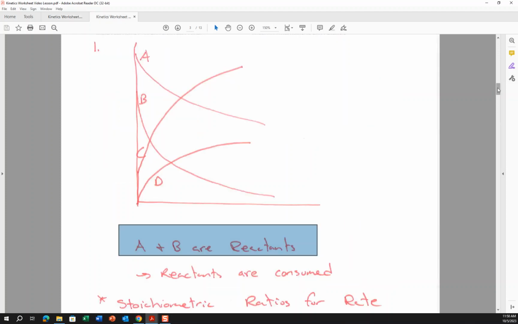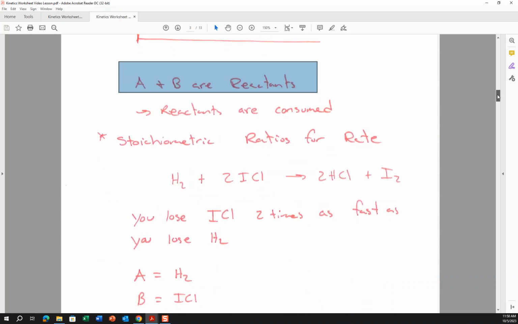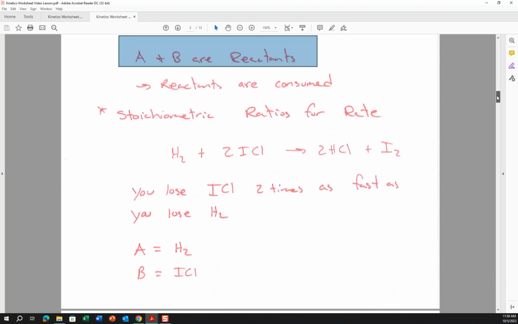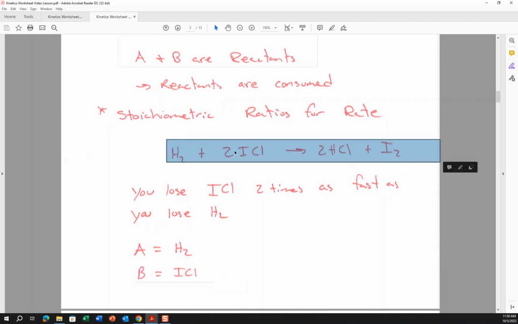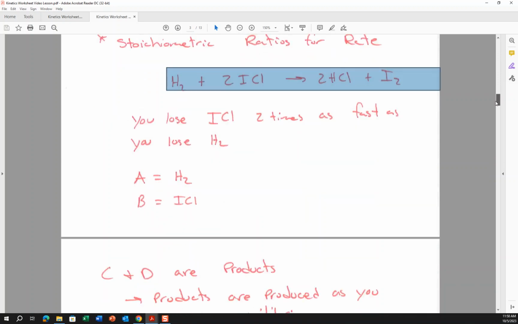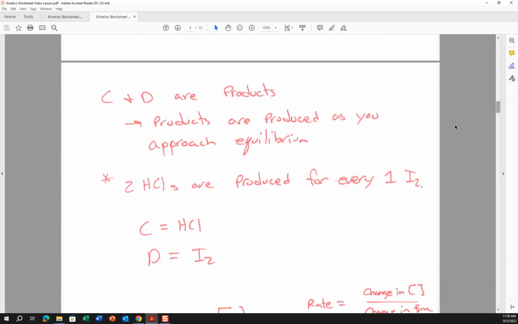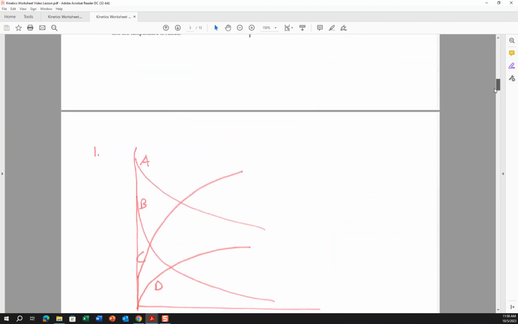So again, reactants get consumed as the reaction proceeds. So A is going to be H2 and B is going to be ICl, because we should be able to look at the equation and see that I'm going to lose two of these for every one of those. Okay. And that means C and D are the products.